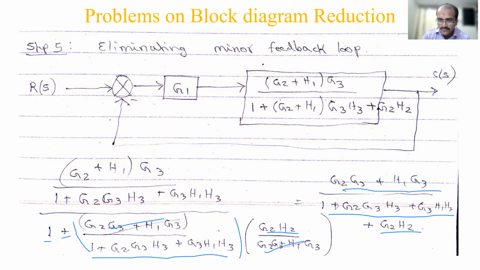So this complete term is a single term, and this is the numerator. These two will cancel out, 1 plus g2 g3 h3, g3 h1 h3, and this one. So this will cancel out both the denominators. Whatever remains in the numerator is multiplied and written, and what remains in the denominator, g2 into h2, is written over here.